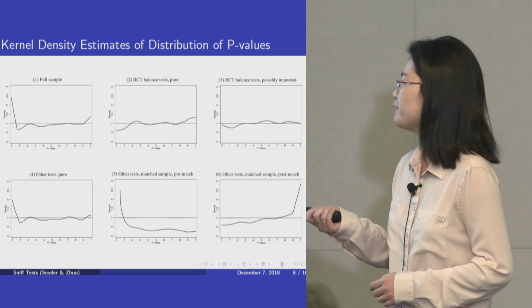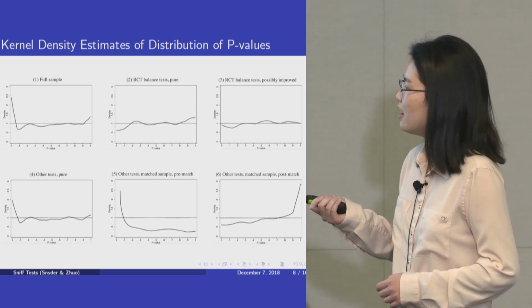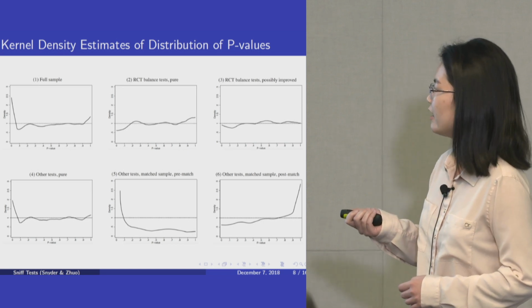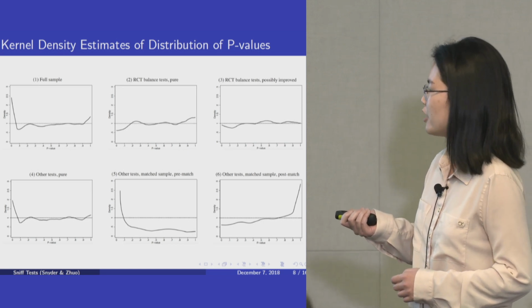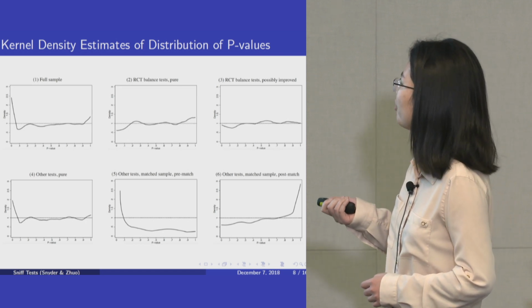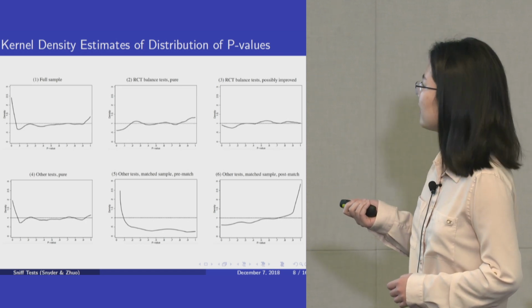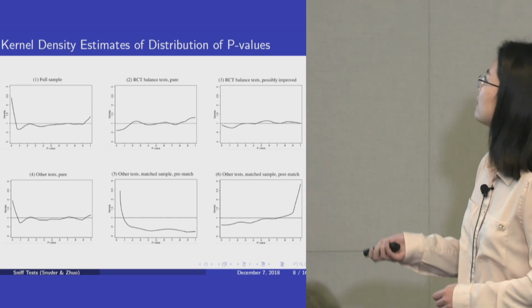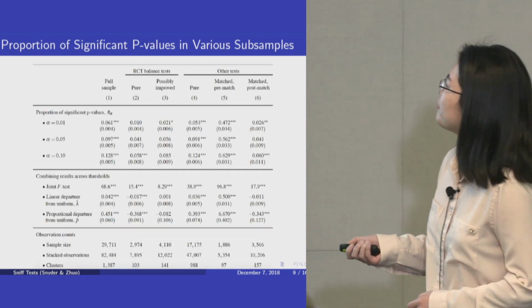And for other tests, pre-match, as expected, the Sniff tests perform pretty poorly, probably the reason why the authors would use matching techniques to improve balance in the first place. And post-match, the Sniff tests indeed perform pretty well, suggesting matching is an effective method to improve balance.